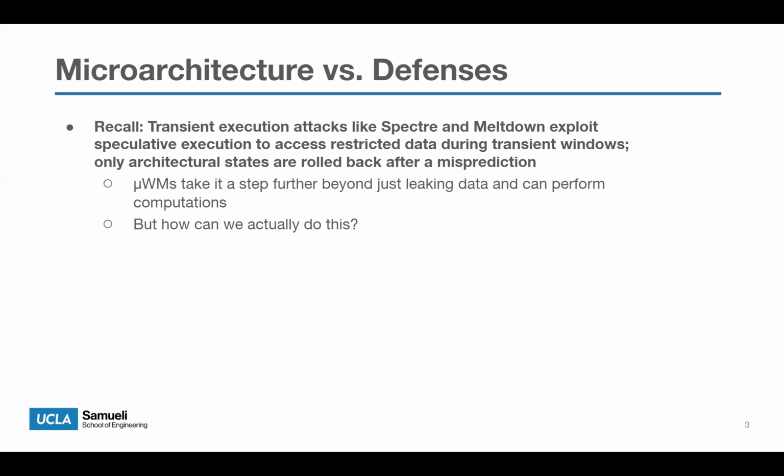And remember, transient execution attacks like Spectre and Meltdown exploit speculative execution to access restricted data during transient windows, and only architectural states will be rolled back after the misprediction. And so microarchitectural weird machines use this thought process to take a step further beyond leaking data and perform computations. How does one actually do this?